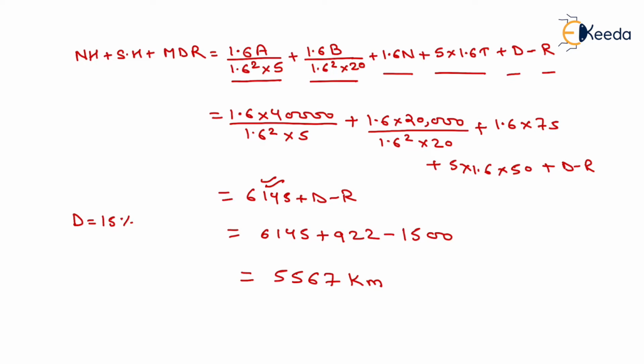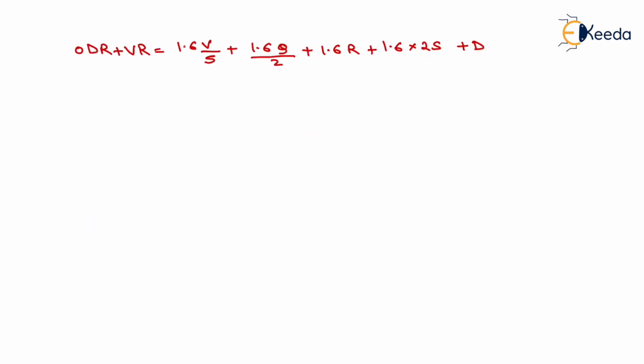Now we will move to the length of other district road plus village road, and we know the formula as per the Nagpur Road Plan. It will be equal to 1.6 into V upon 5, plus 1.6 into Q upon 2, plus 1.6 into R, plus 1.6 into 2S, plus D.